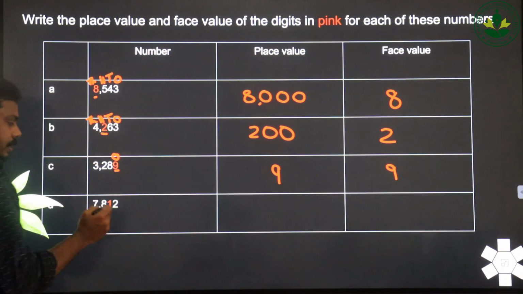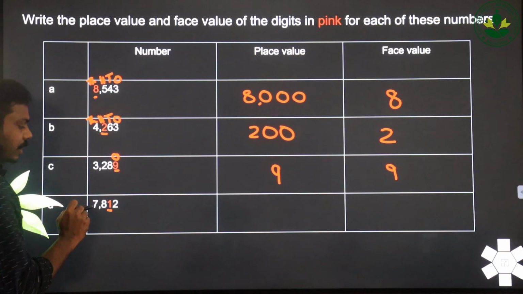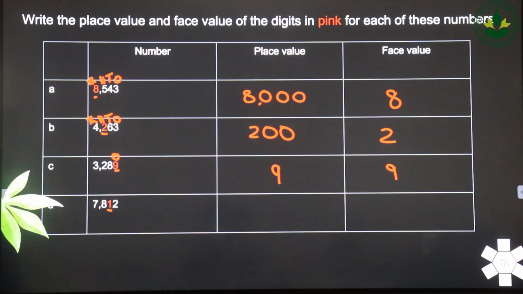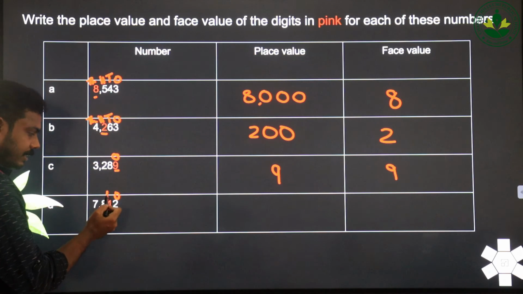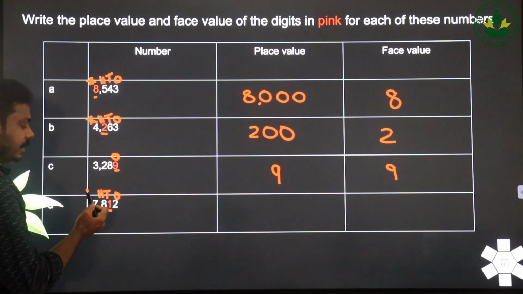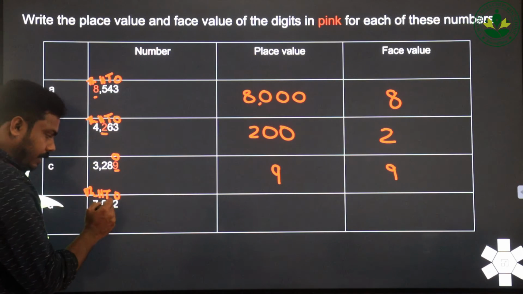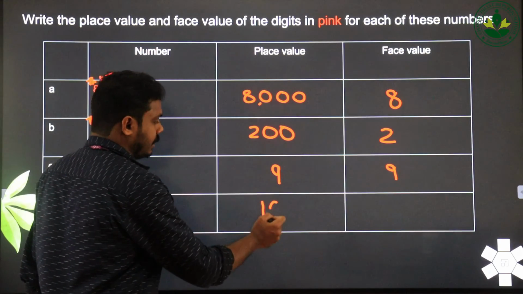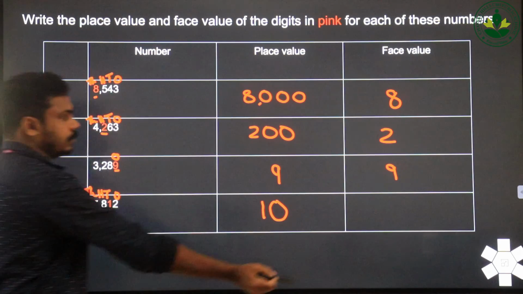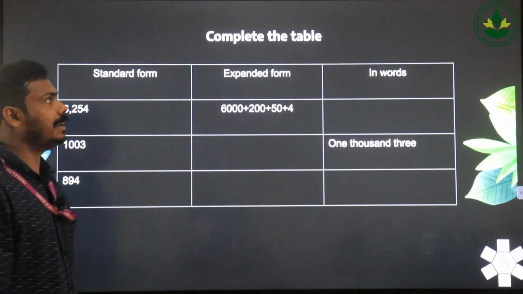And we need to write the place value and the face value of 1 in 7812. 2 is in 1's place, 1 is in 10's place, 8 is in 100's place, and 7 is in 1000's place. So the place value of 1 is 1 into 10, that is 10, and the face value is 1.